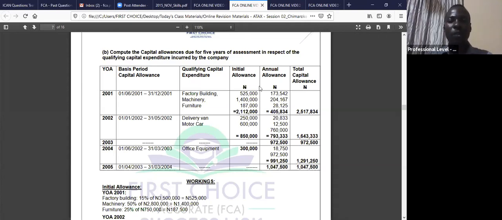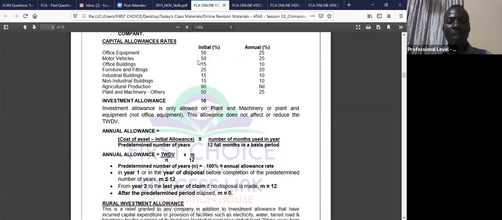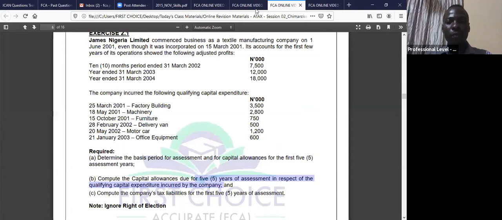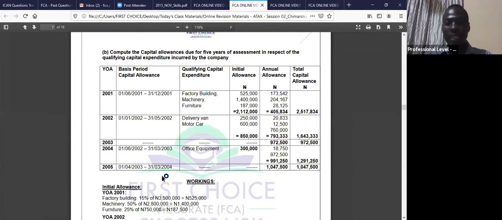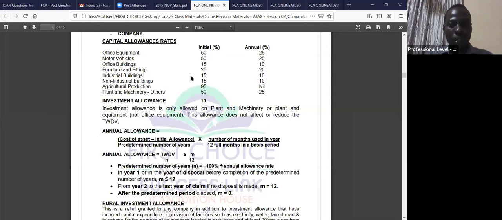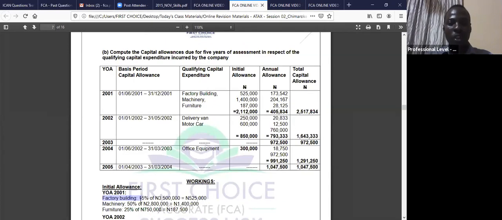Okay, so we will need to go to our table and look at all this capital allowance rate for us to know what to do. So now look at the initial allowance for 2001. There are 3 items we bought, so we are going to look at just those 3. The first one is factory building. So if you look at the rates, factory buildings can also be called industrial buildings. Initial allowance is 15%. So what we did here was 15% of the cost.